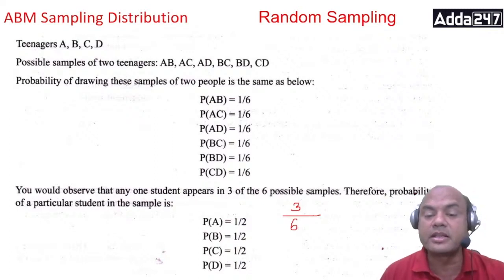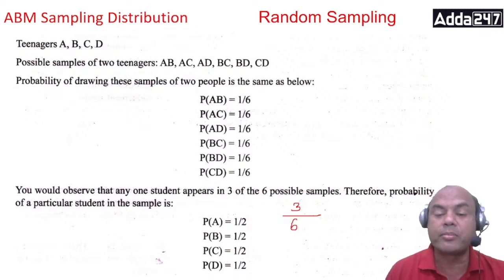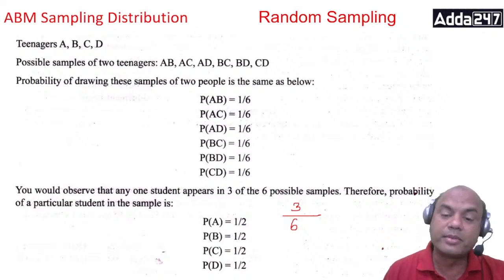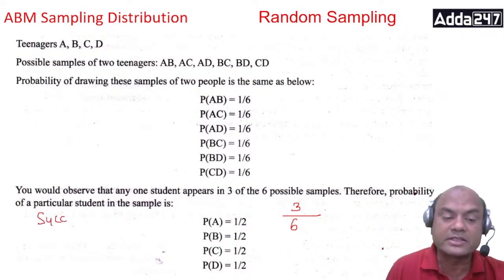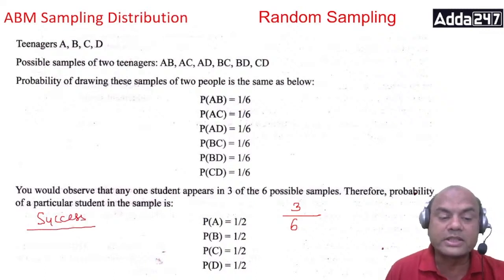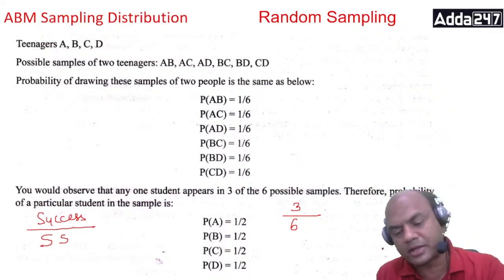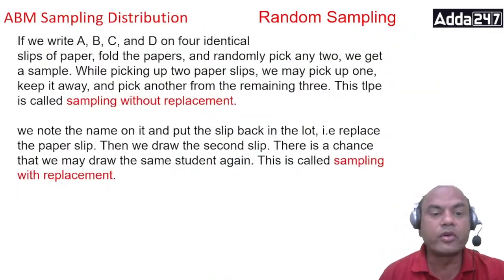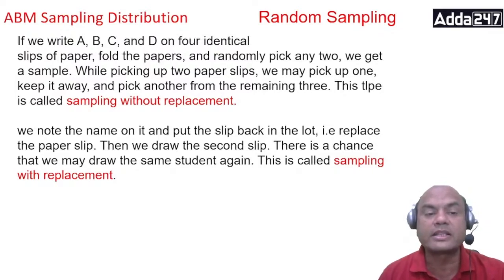This typically is related to probability required upon sample size. Success means success. I'll write it over here. The probability formula is like this: success upon sample size. We'll study this when we study probability. Suppose you want to write A, B, C or D on 4 identical slips of paper.